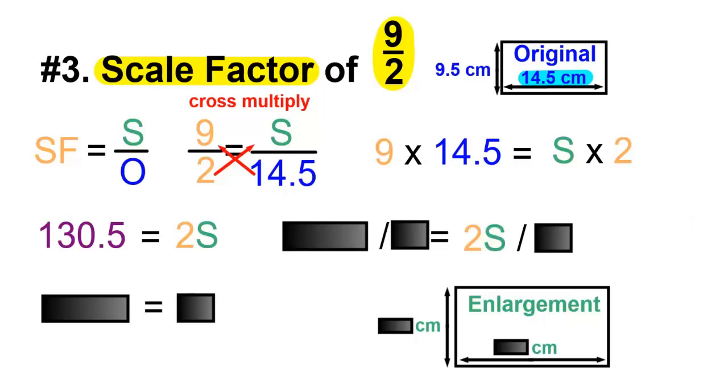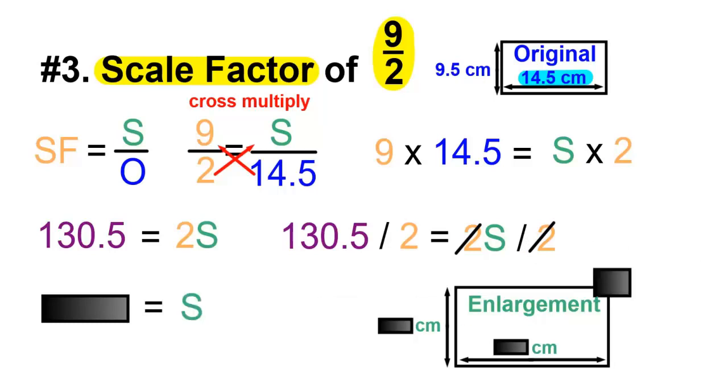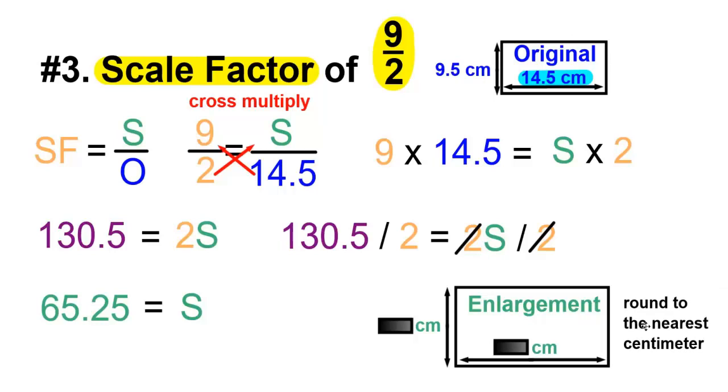We have to still isolate the s, so we'll do the opposite of times 2. So we'll divide the right-hand side by 2, which means we have to divide the left-hand side by 2 as well. The times 2 and divided by 2 will cancel, leaving us with s. And 130.5 divided by 2 is 65.25. Again, we have to round to the nearest centimeter, so the 2 will round down and stay as a 5. So the final answer will be 65 centimeters.